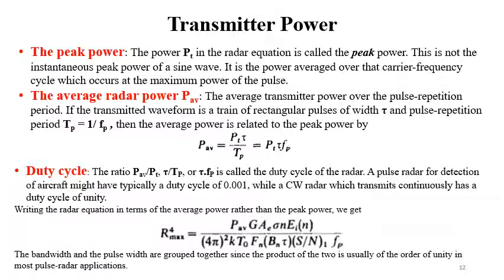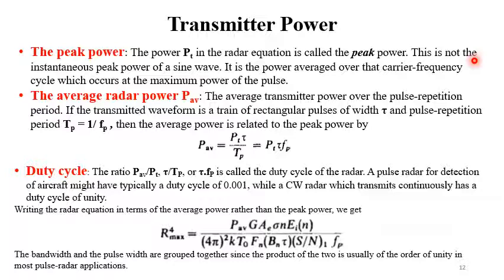Now we will consider few terms related to the transmitted power. First, the peak power. The power P suffix T in the radar equation is called the peak power. This is not the instantaneous peak power of a sine wave. It is the power averaged over that carrier frequency cycle which occurs at the maximum power of the pulse.